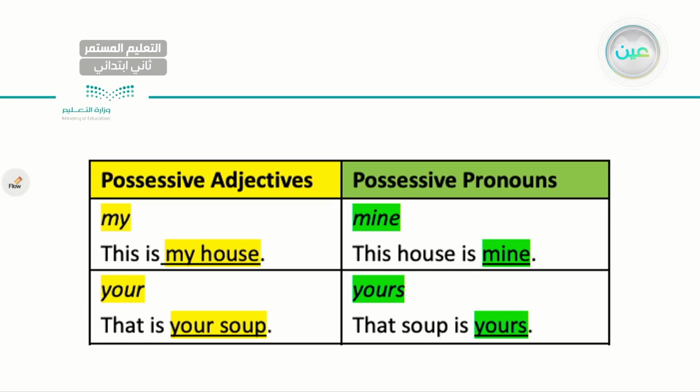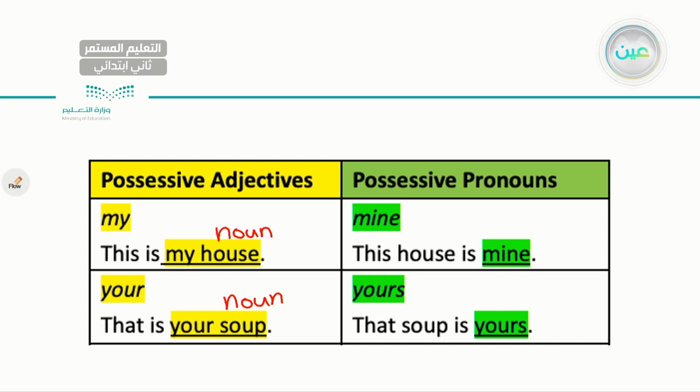Okay, let's have additional examples. As you can see here, we will be focusing on possessive adjectives and possessive pronouns. To your left, in yellow, I have my. This is my house. So as you can see here, I have house. House is a noun. This is my family. This is my mother. This is my room. This is my phone. Okay? Your, that is your soup. That is your homework. That is your book. That is your car, for example. Again, the possessive adjectives are followed by a noun.